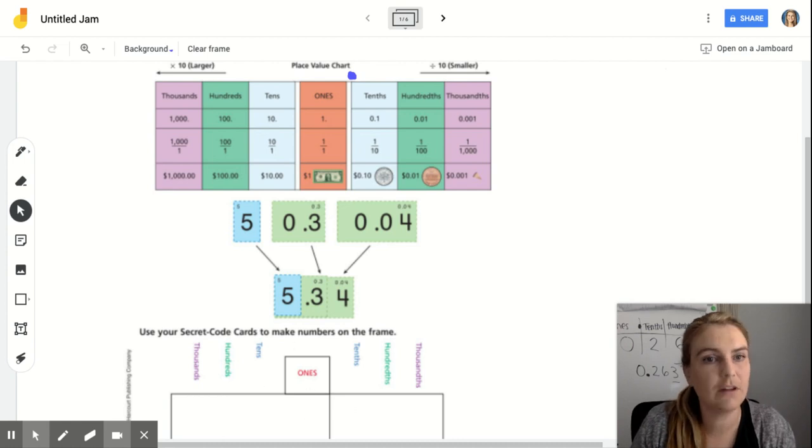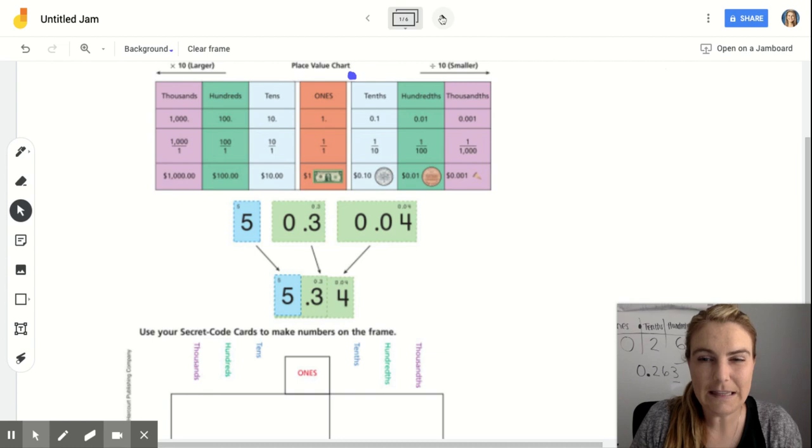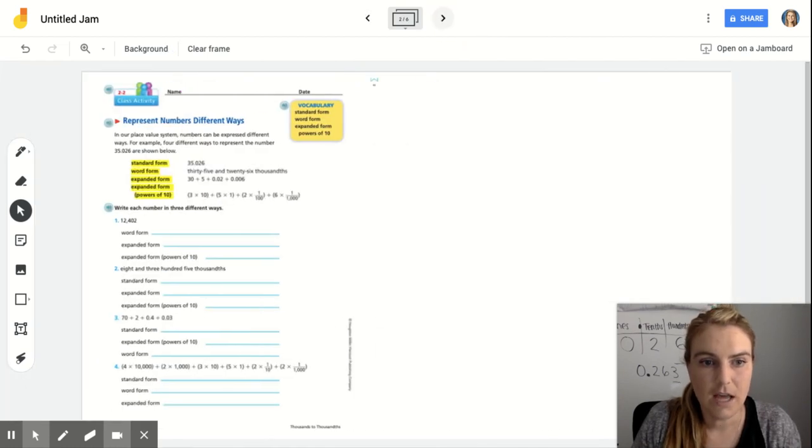We'll play around with it a little in class, and then this can always be a good activity for you to play around with at night. Have a family member give you a random number with a decimal in it, and you can build that number with your secret code cards. It does take a little bit of time searching through, so that's the only issue with the secret code cards.